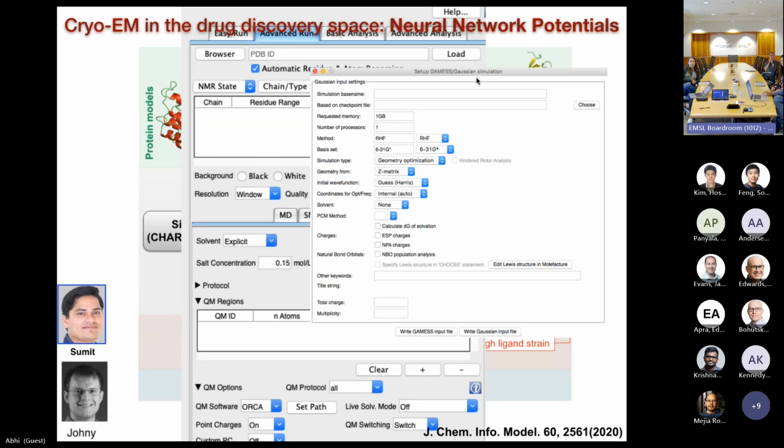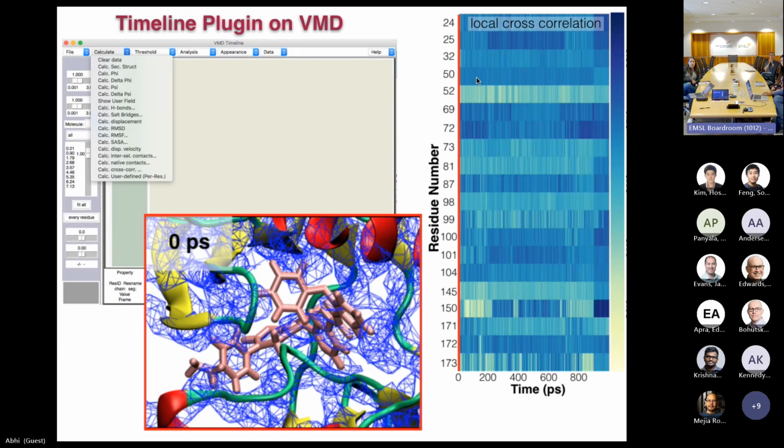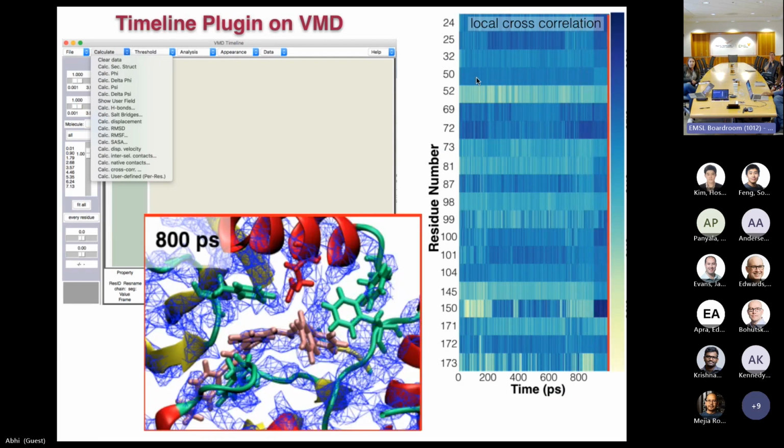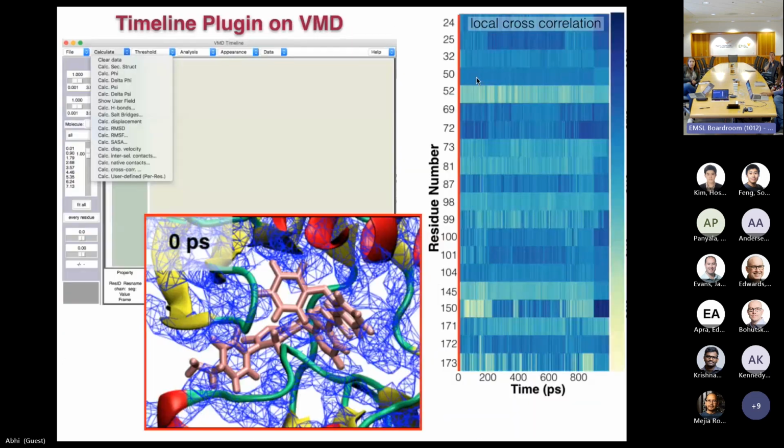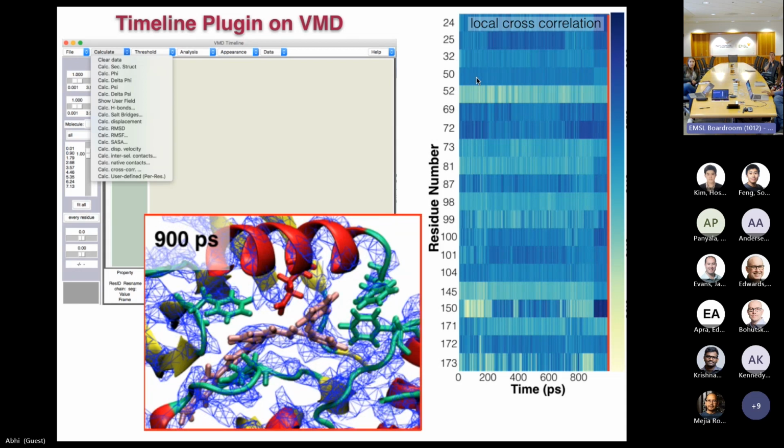So now then, again, this is like a density, and somewhere here this drug should get into the density, and gradually we can track what the residues are. So it takes some 1 nanosecond of QM/MM MD simulation, because this drug is actually treated at a QM level to be able to fit it in the density.